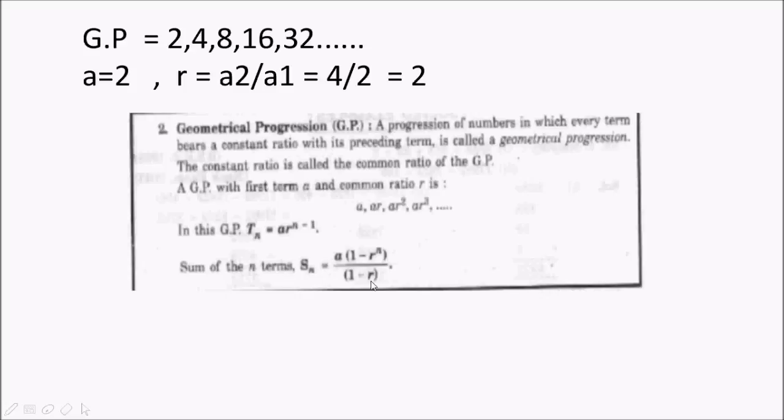The sum of n terms would be a into 1 minus r power n by 1 minus r. This is a formula where you need to substitute the numbers in order to find out what the sum of the series of numbers would be.